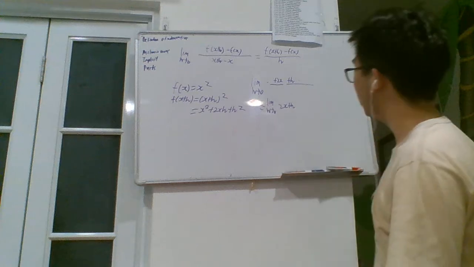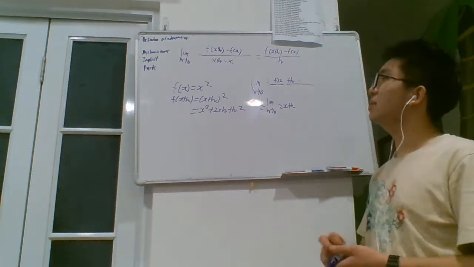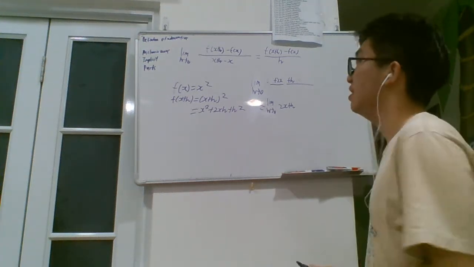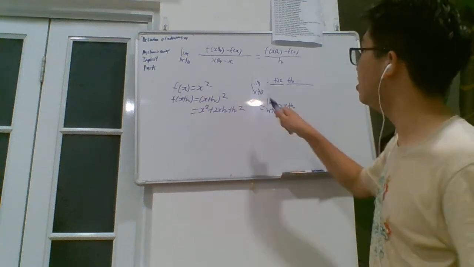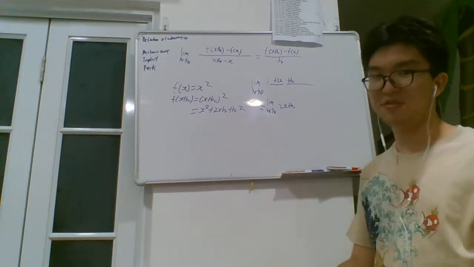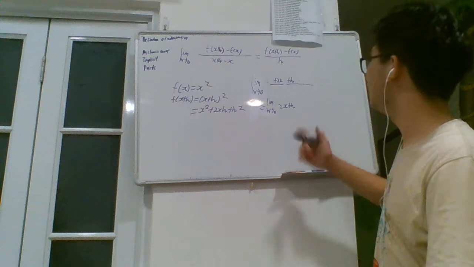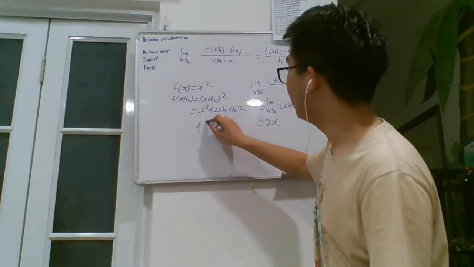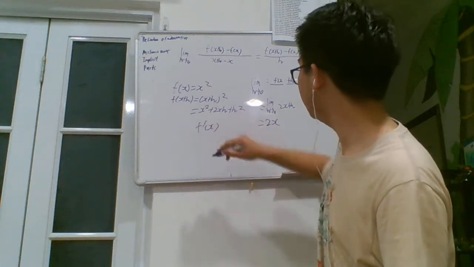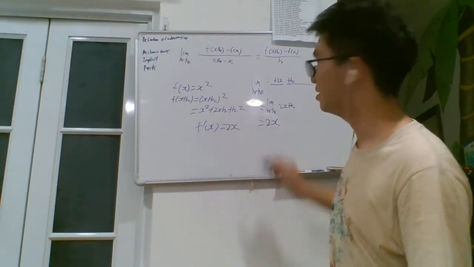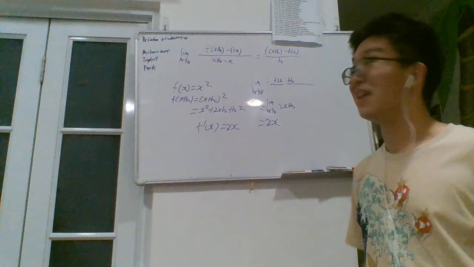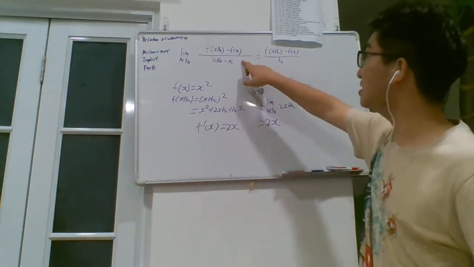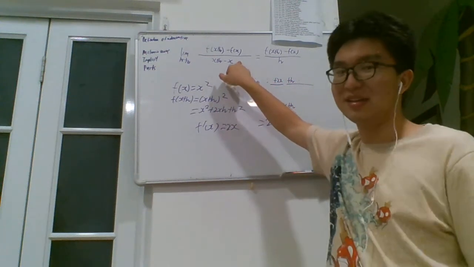And voila, we get here. So remember at the start of this explanation where I said that if you can substitute in the number, you can substitute it in. So let's substitute h equals 0. That's why f prime of x is 2x. And it's the gradient, because this is how you find the gradient.